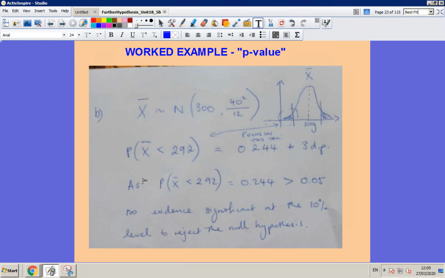So again, we've got the same conclusion arrived at from a different perspective, and we can say that because the probability of x bar being less than 292 is equal to 0.244, and that's bigger than 0.05, there is no evidence significant at the 10% level to reject the null hypothesis. Okay, so for hypothesis testing on a normal distribution, what we're interested in testing is how likely it is to get a sample mean of a particular value given a particular null hypothesis about the population's mean. Alright? Very similar in your approach in terms of testing the top end or the bottom end of the tail.